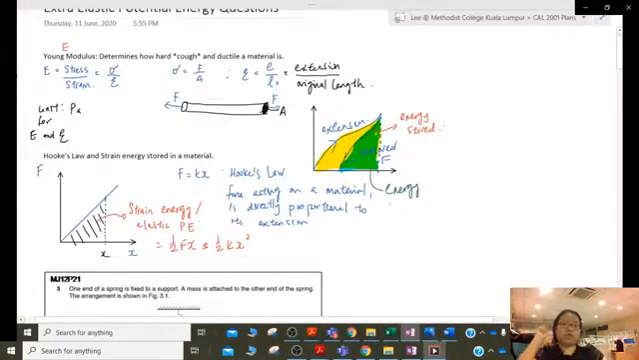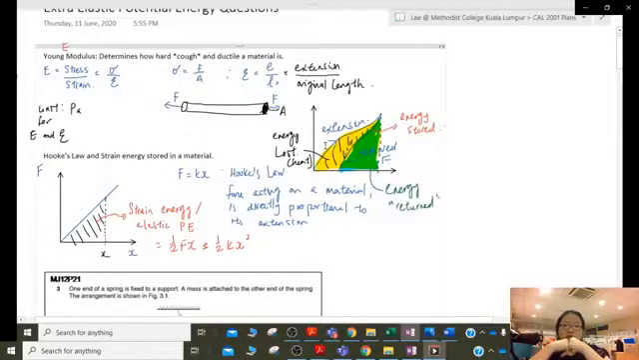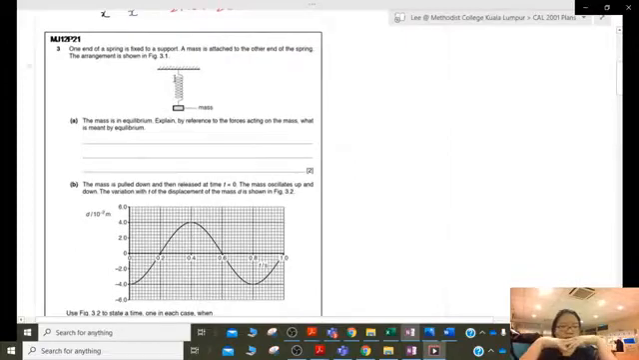So for example, if you stretch a rubber band and the rubber band shoots off into the distance, that energy is returned in the form of KE. So because the energy stored and the energy returned is not the same, this shaded area is actually the energy lost to heat. Okay, again, objective can ask.